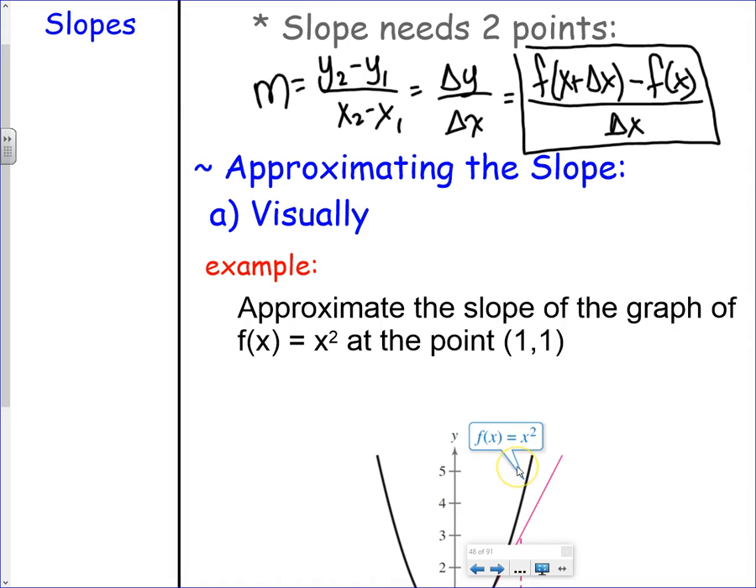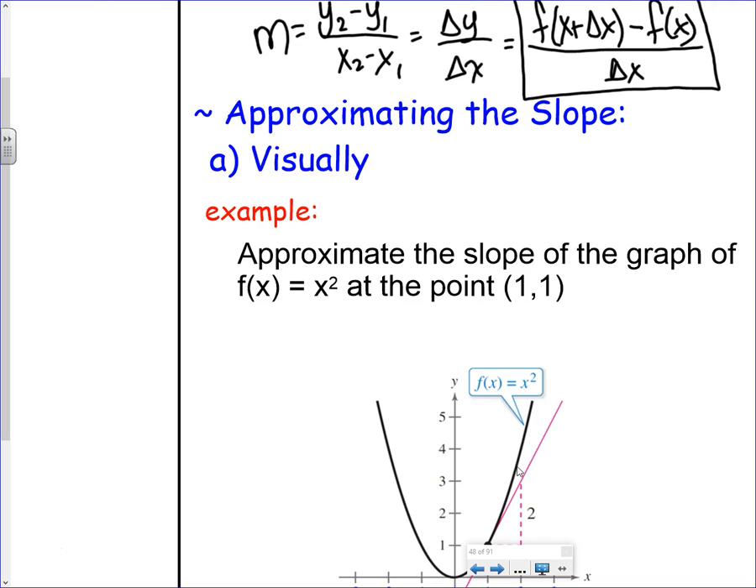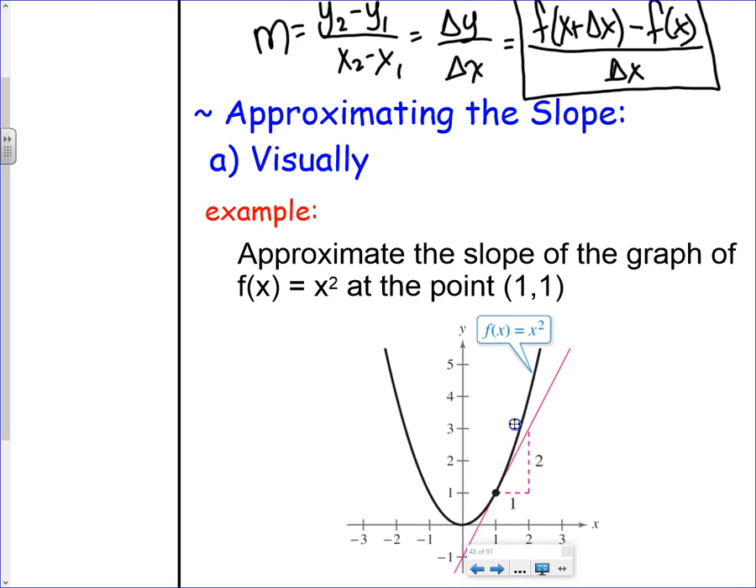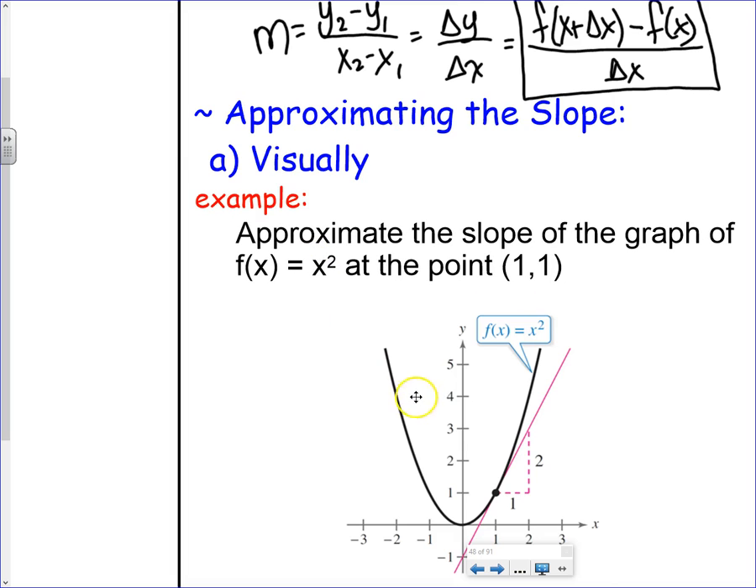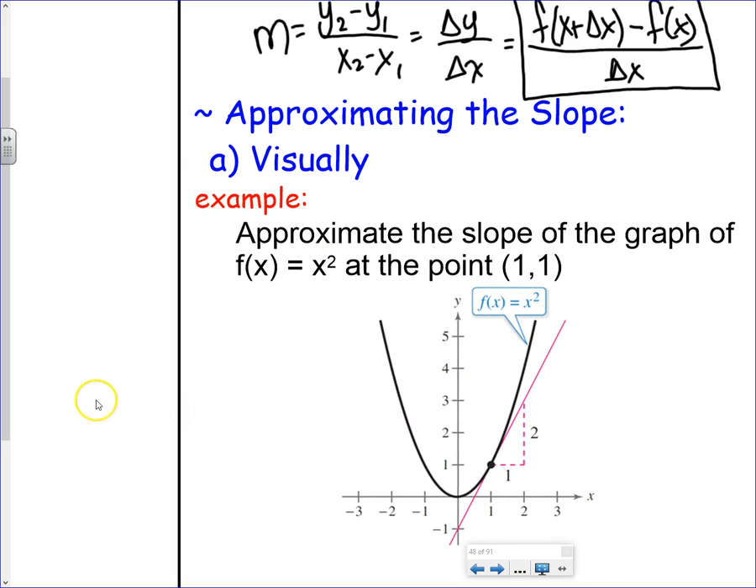If they were to give us this graph down below and ask us to visually approximate the slope of the graph at 1, 1. Now here's where it gets weird. At 1, 1 is one point. All they've given us is one point. We would call that a point of tangency.